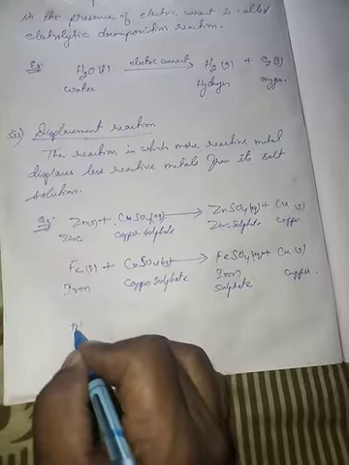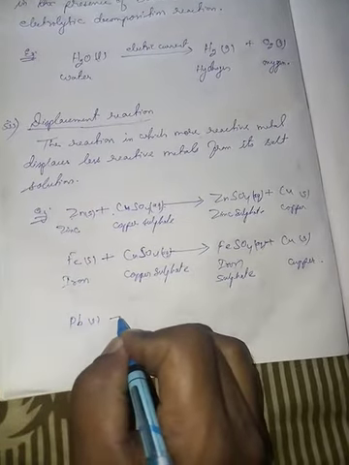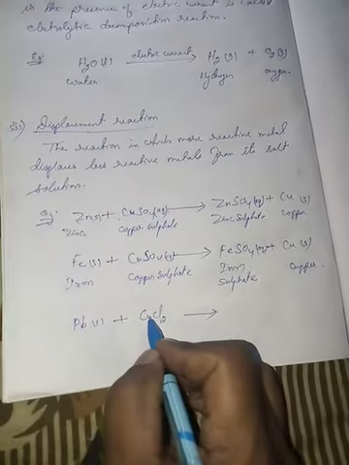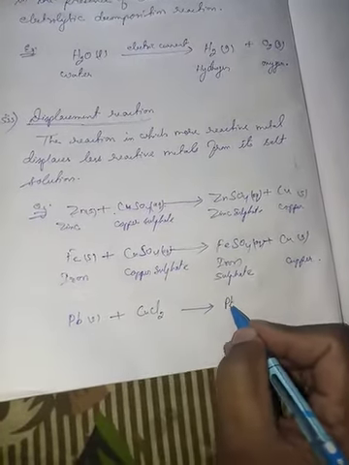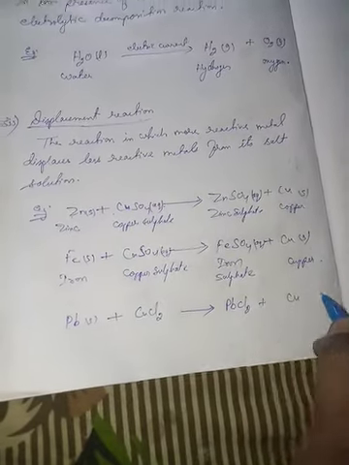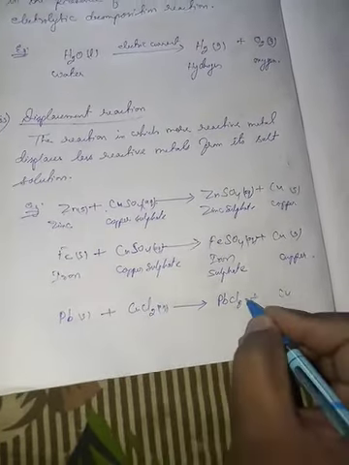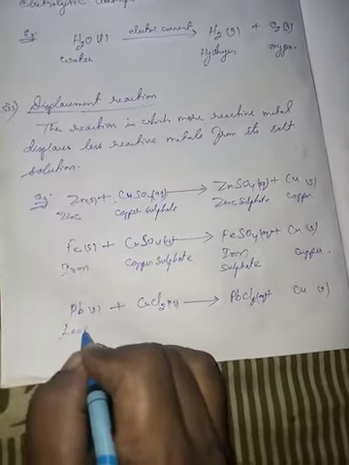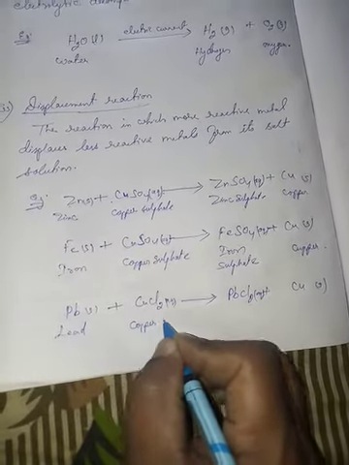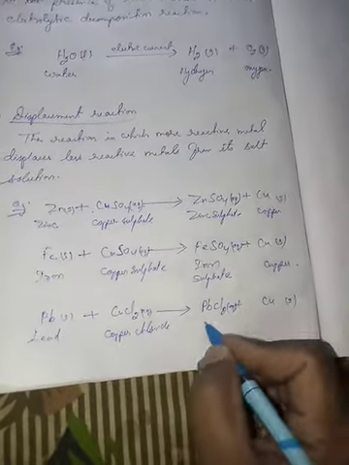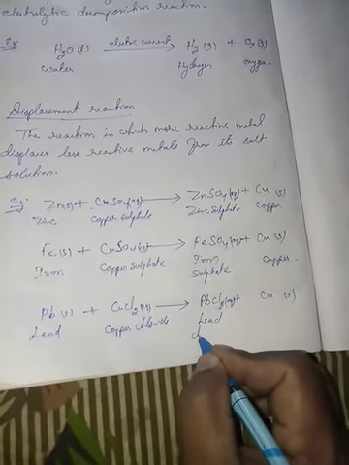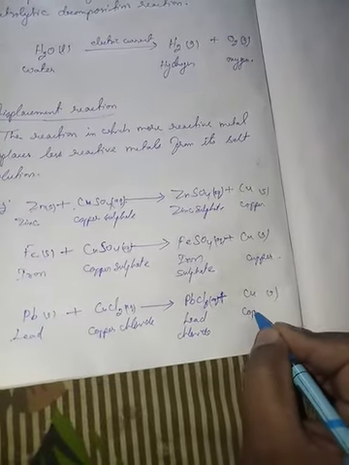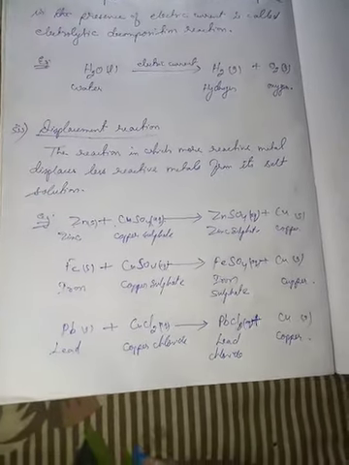Lead, that is in solid state, reacts with copper chloride. Lead will displace copper, lead chloride will form and copper will be displaced. It is also in aqueous state, and copper in solid state. Lead, copper chloride, here lead chloride is formed, and copper in solid state is formed.